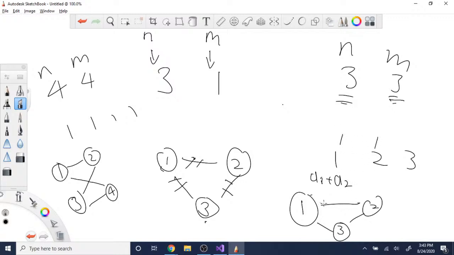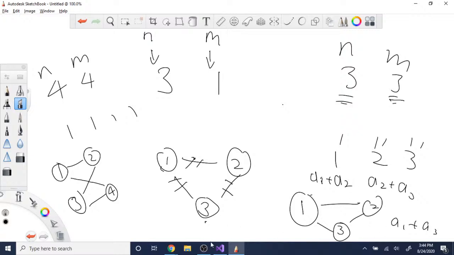And then if I'm going to connect 2 to 3, that's going to be a2 plus a3, right? These are the weights, remember. a2 plus a3. And if I'm going to do 1 to 3, that's going to be a1 plus a3, right? So if we're going to connect all the nodes together, it's just going to be the sum of all the weights times 2. So that's what they're saying over there.